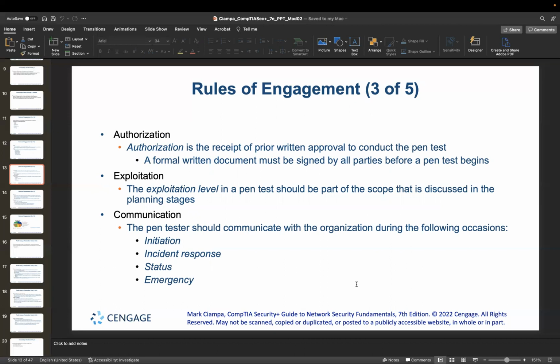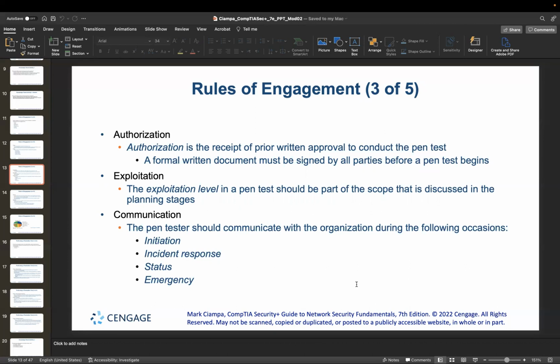Make sure that signed document is obtained before you start attacking anybody's system, application, or network. So the exploitation level, right? How far are you going to go in exploits? If you were able to exploit the firewall, are you going to go ahead and exploit the web server as well? Are you going to bring their application down? Are you going to make their website go down as well? These are the things that have to be defined.